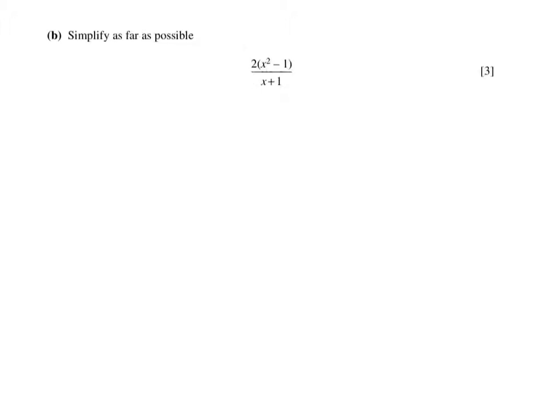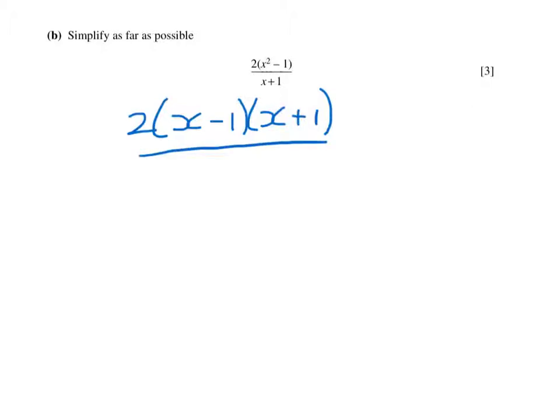1b, anytime we're asked to simplify, we always start by factorising the quadratic. Difference of two squares, x squared minus 1 becomes x minus 1 upon x plus 1 all over x plus 1. We can then cancel the x plus 1 and the x plus 1, which leaves us with 2 upon x minus 1.